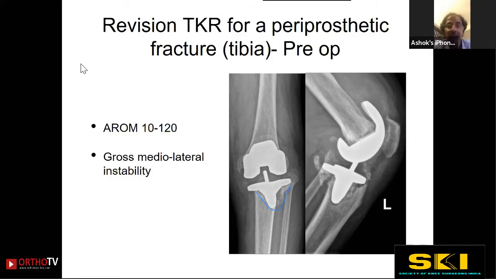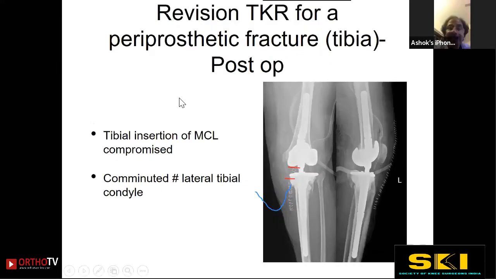All right. Okay, so different opinions, all right, all correct. So I'll tell you what we did. Can we go to the next slide? Yeah, so Parag, you're absolutely bang on. The tibial insertion of the MCL was compromised. There was a comminuted fracture of the lateral tibial plateau. So effectively what we did was a rotating hinge. This was completely sort of smashed up. It was very, very unstable.